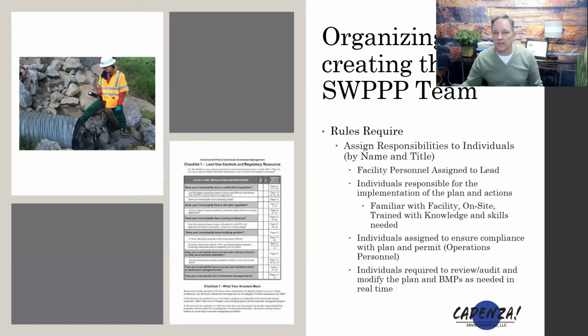So, organizing and creating a stormwater pollution prevention plan team. Most states and the federal regs require that you assemble a team. You actually put a name and a title of who at the facility has responsibilities and what their responsibilities are in the plan itself. So the individuals that are responsible for implementing the plan need to be familiar with the facility. They need to be on site.